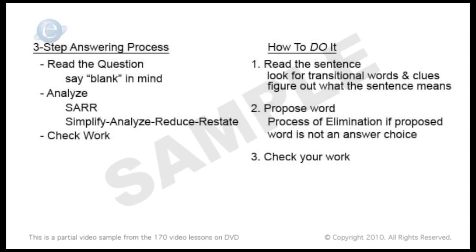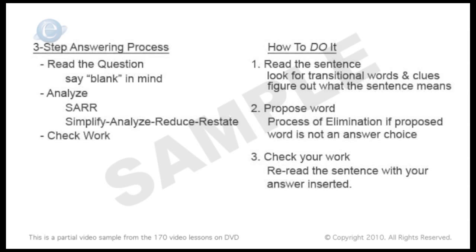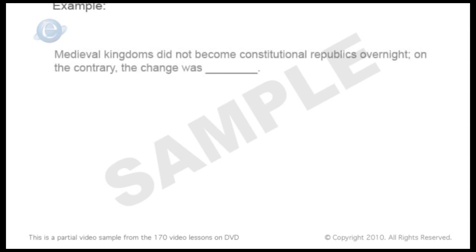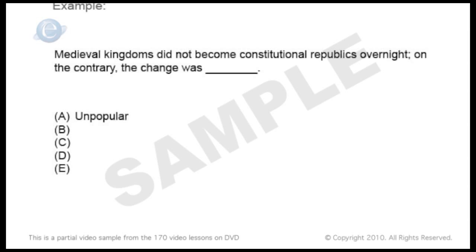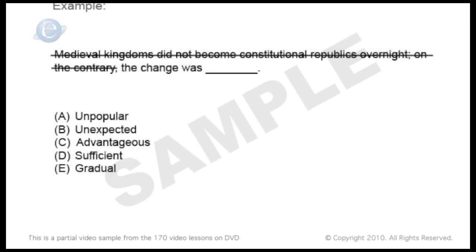Now let's go through that with an example. The example that I gave before is: medieval kingdoms did not become constitutional republics overnight. On the contrary, the change was blank. And then you have five answer choices: unpopular, unexpected, advantageous, sufficient, and gradual. Now, if you took off the very first part of that sentence and just left the very end, the change was unpopular, unexpected, advantageous, sufficient, or gradual.